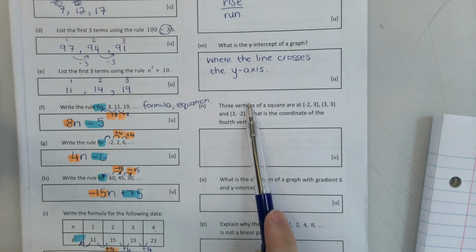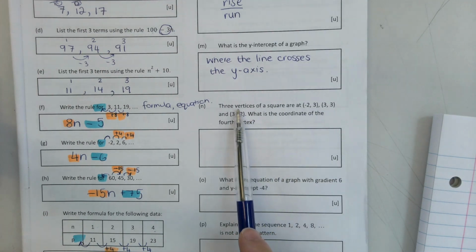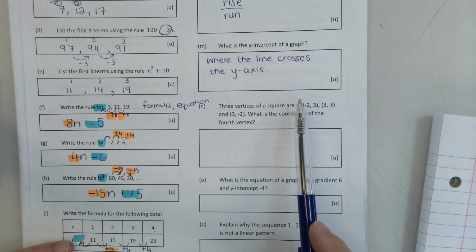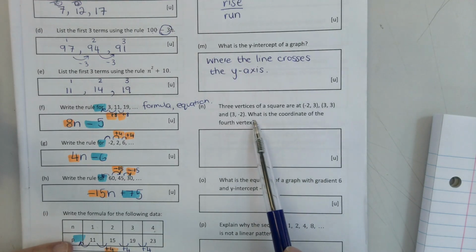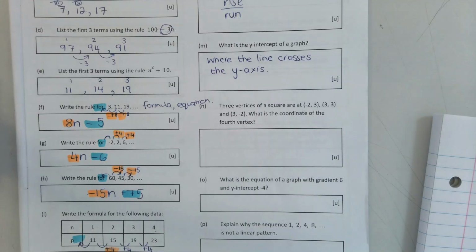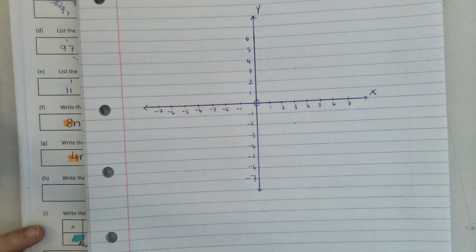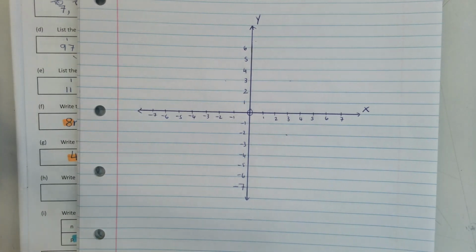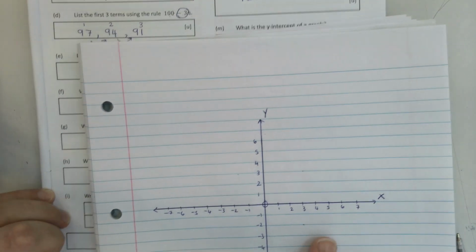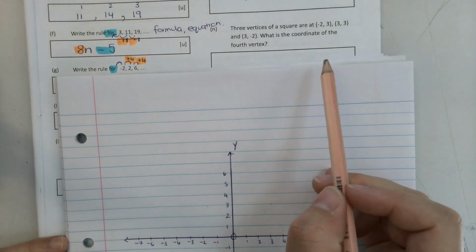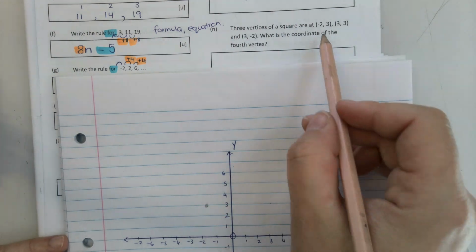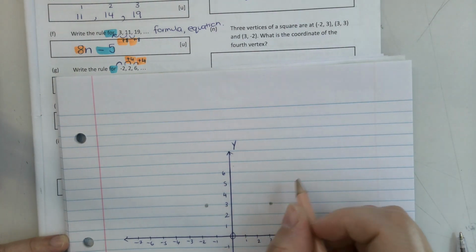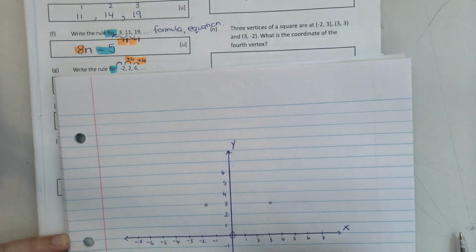3 vertices. Vertices is just a fancy word for the corners. 3 vertices of a square are at -2 and 3, 3 and 3, and 3 and -2. What is the coordinate of the fourth vertex? Now I'm very much a visual person, so I actually need to see this. So what I did was I drew myself a little axis, and if I plot this, we have -2 and 3, so x is -2, y is 3. X is 3, y is 3. X is 3, y is -2.